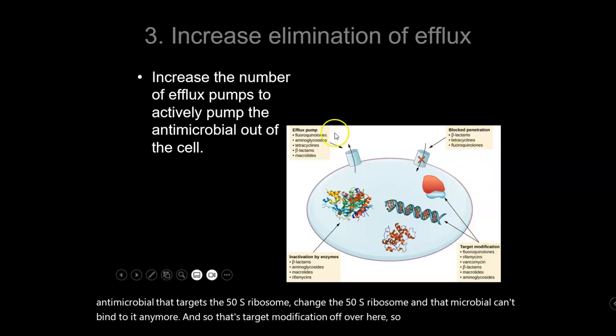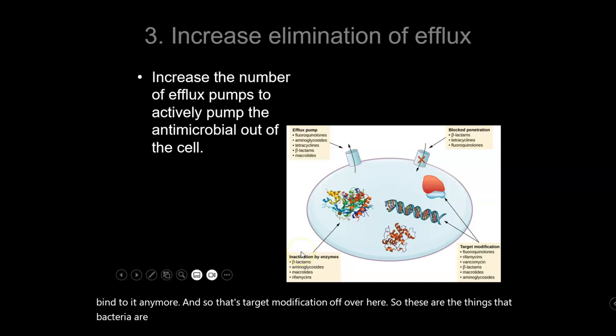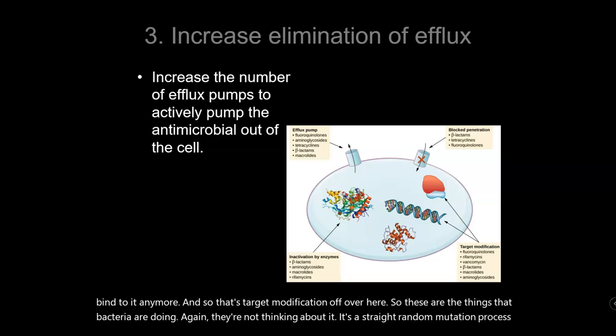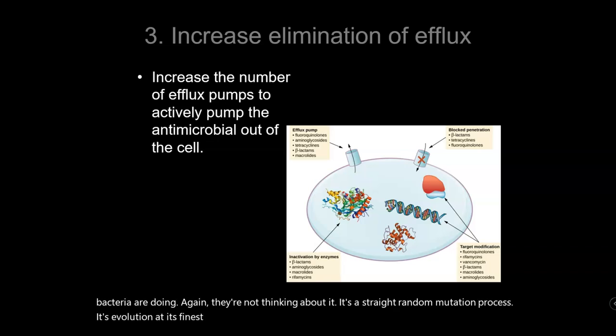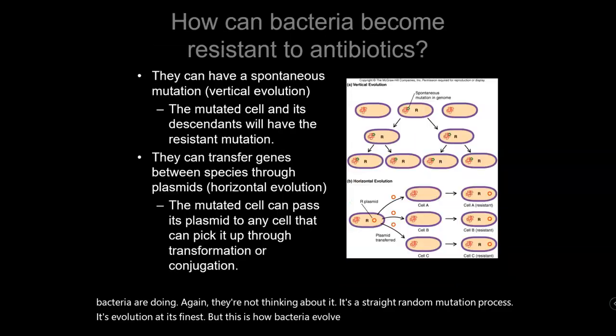So these are the things that bacteria are doing. Again, they're not thinking about it. It's a straight random mutation process. It's evolution at its finest, but this is how bacteria evolve that resistance to antimicrobials.